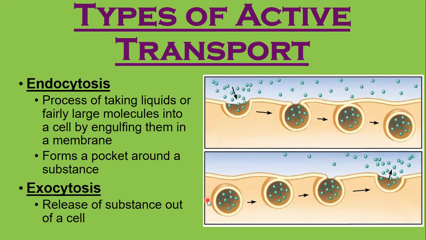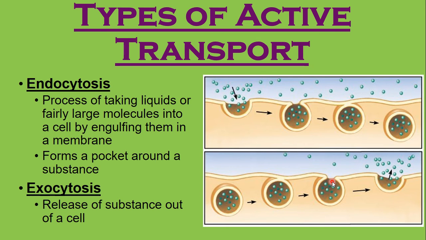Exocytosis. I'm having trouble talking today, you guys. It's kind of the reverse. You have the vesicle with the stuff that the cell wants to get out. Say it's waste. And it comes up, attaches to the cell membrane. The cell membrane opens up and releases the stuff into the environment. And that is how active transport would work for these two.